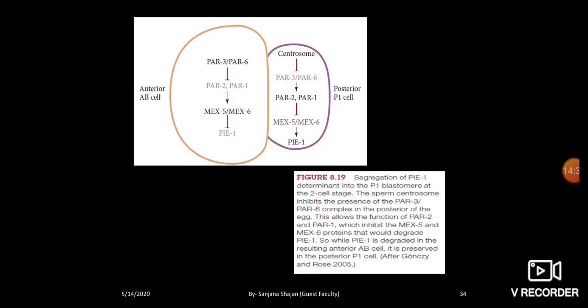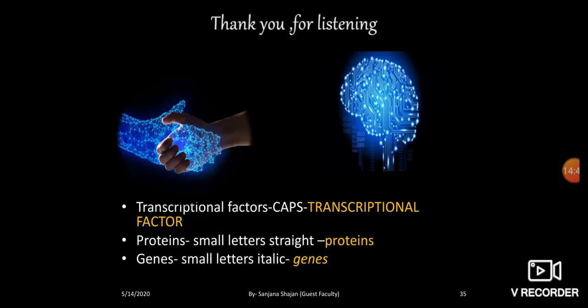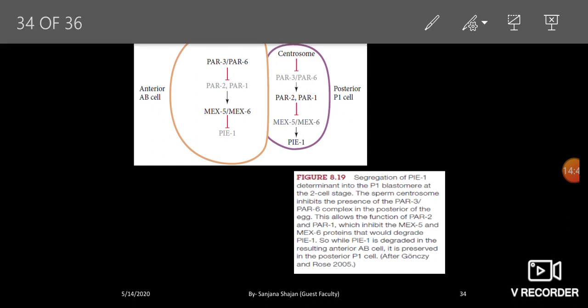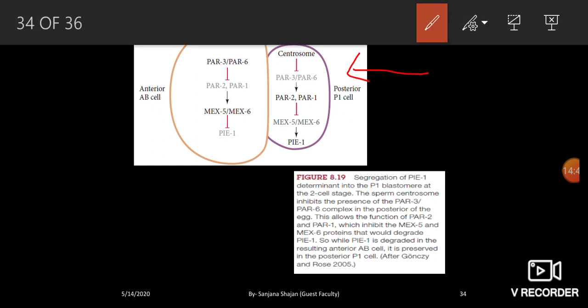And here is a figure which shows the regulation, how all these genes work. Here you have the centrosome. You have the anterior AB cell and the posterior P1 cell. And the centrosome will go and inhibit the PAR3 as well as the PAR6 complex in the posterior part of the egg. So when this is inhibited, it allows the function of PAR2 and PAR1.